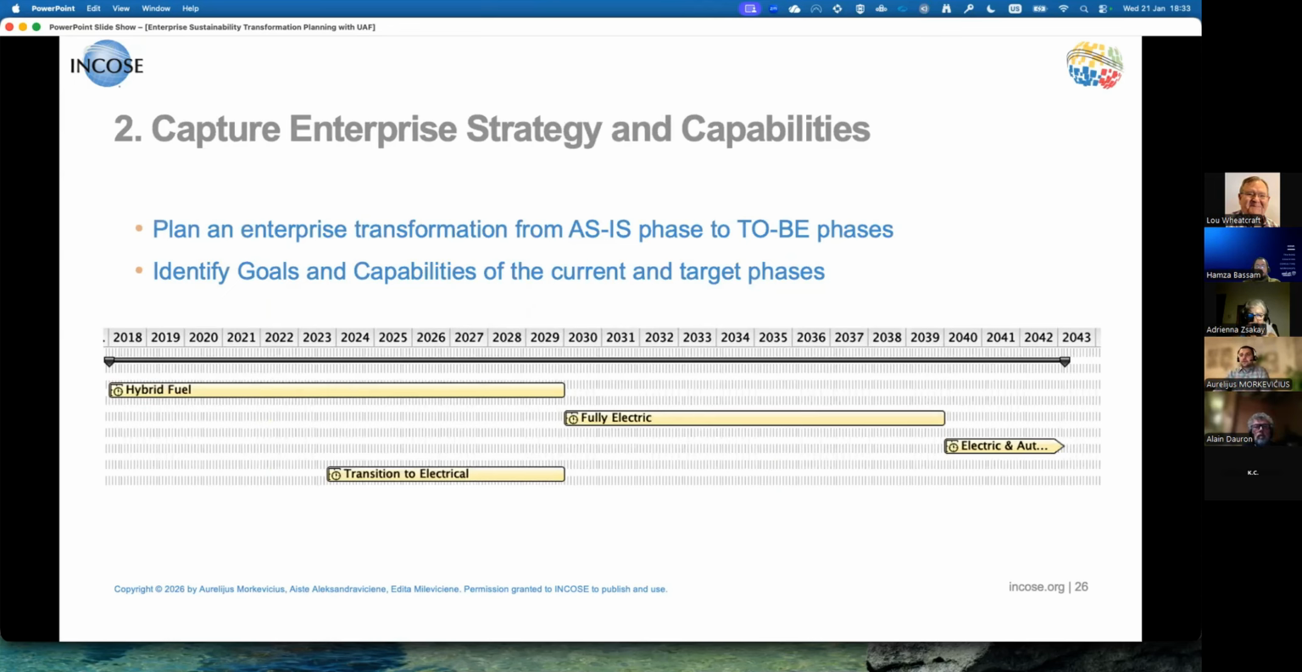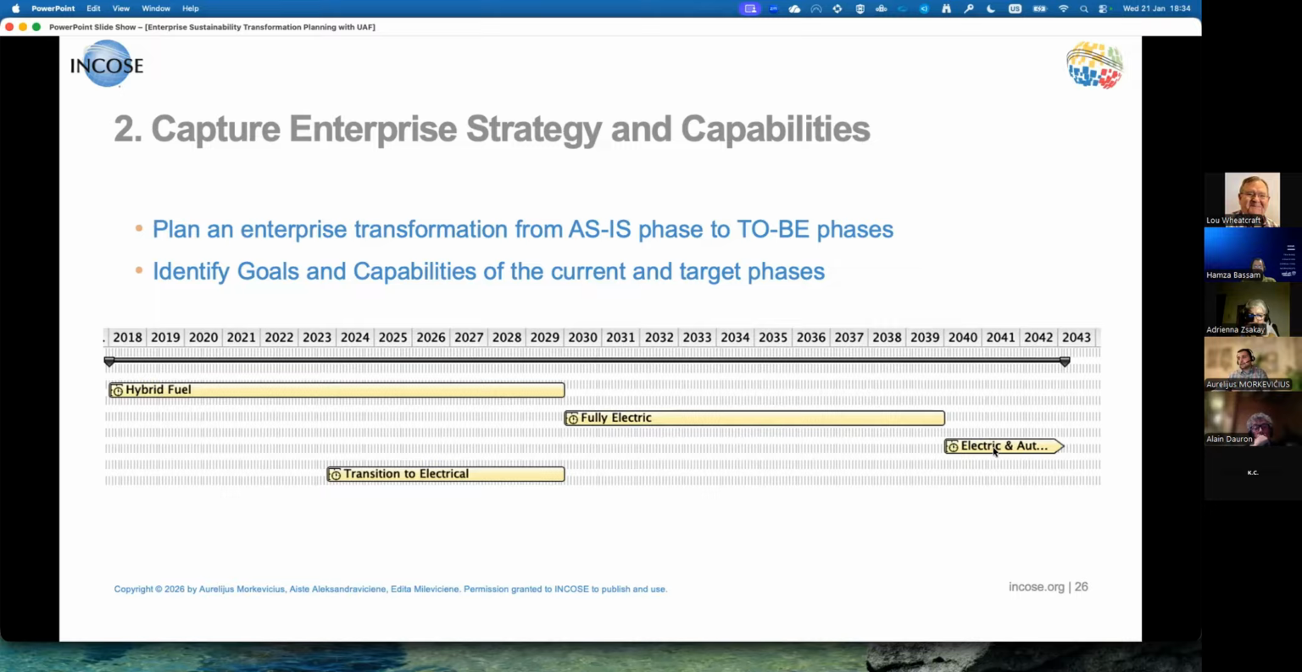So the next step in the process, once we do the strategic analysis and we already define some capabilities, we need to plan on the capability increment and the capability deployment. That's the next step, and this is where we use the term enterprise phases. So this is where we say, okay, phase one is the hybrid fuel phase, as you can see on the time chart. Then the next phase is the fully electric phase, and we need to go from the hybrid fuel to the fully electric.